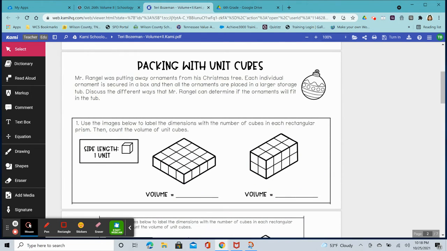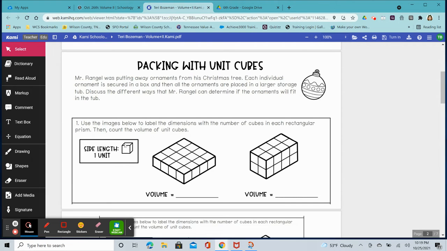So this is packing with unit cubes. Mr. Wrangle was putting away ornaments from his Christmas tree. Each individual ornament is secured in a box, and then all the ornaments are placed in a larger storage tub. Discuss the different ways that Mr. Wrangle can determine if the ornaments will fit in the tub. Use the images below to label the dimensions with the number of cubes in each rectangular prism, then count the volume of unit cubes.